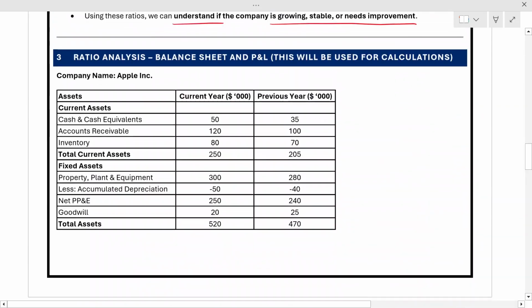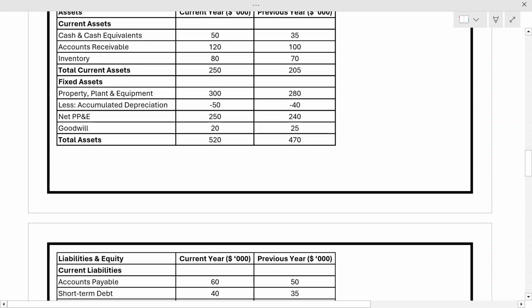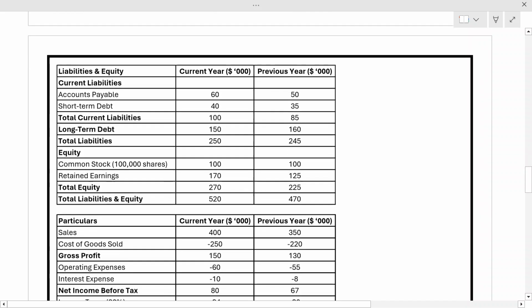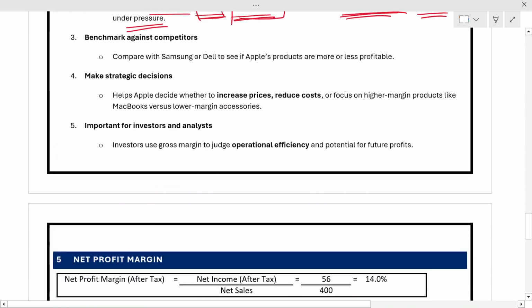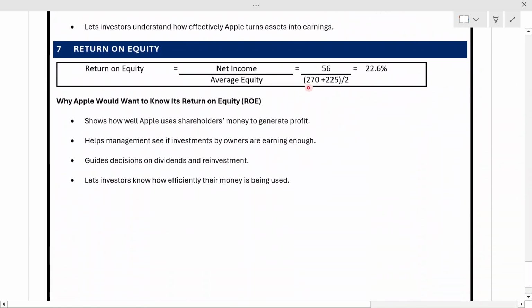So if we see the situation here, our equity shareholders have $270 in the current year, and in the previous year it was $225. So we take the simple average of both of them to get the balanced overall equity. The same principle will be applied throughout the ratio analysis: we take the average in cases where things keep on changing based upon point of time. So right now the return on equity is 22.6%.